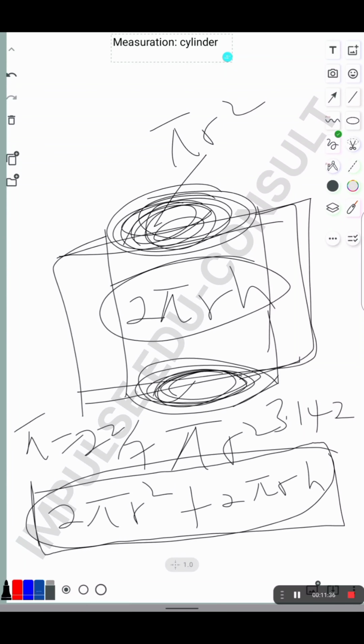And to get the area of the cylinder open or closed at one end, you just add one of these, which is pi r squared plus 2 pi r h. That is all. So thanks for watching.